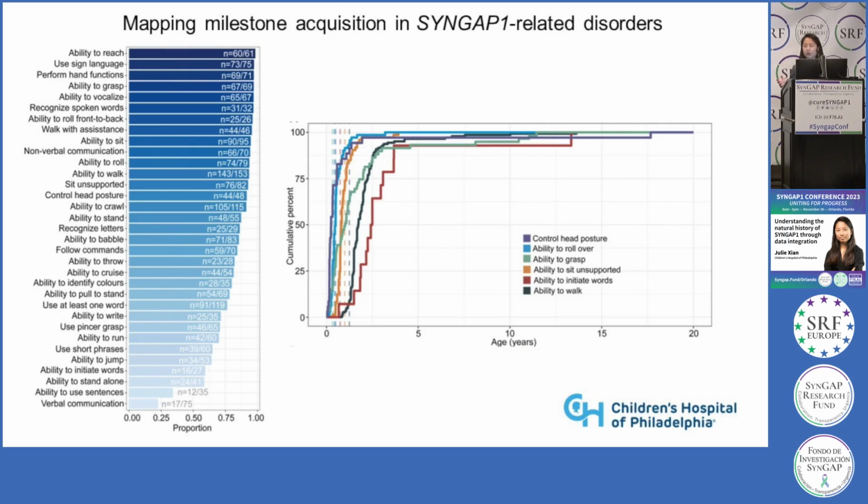Lastly, I'll briefly talk about developmental outcomes. You've seen this before, but we can also look at the acquisition of milestones as a way to measure development. This is based on citizen data as well as CHOP data. We can look at a cross-sectional report of the frequency of these milestones being achieved in SYNGAP, and then on the right, the cumulative accumulation of milestones: of individuals who are able to achieve these milestones, at what age did they achieve them? This is a way to quantify and put numbers to development.